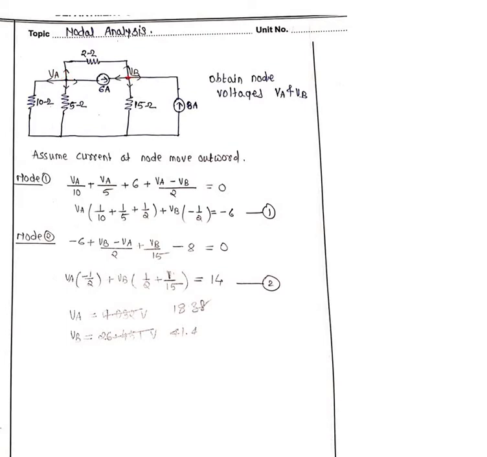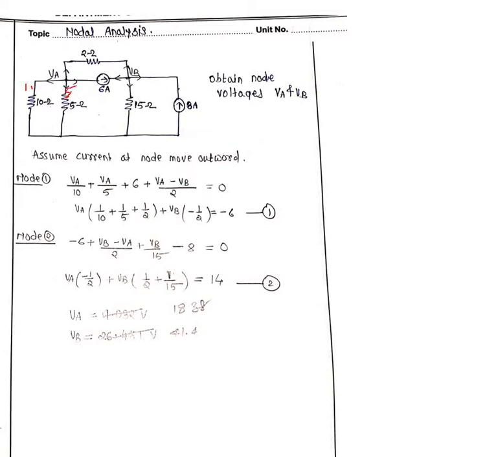Okay, there are 2 nodes. Assume the current arrow marks in outward directions. That's all, very simple. Then write the next point. What will you write? Currents. How many currents? I will write it here so it is easier to understand. I will write I1.